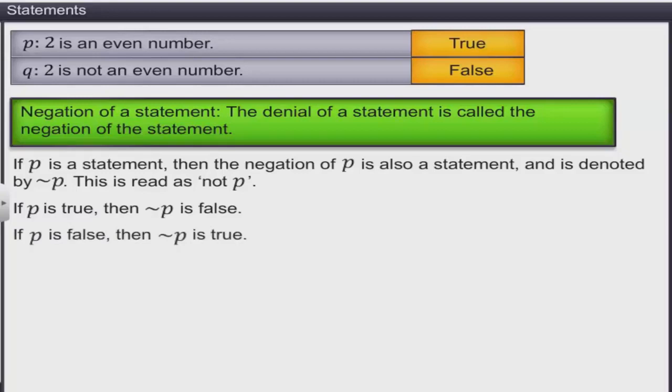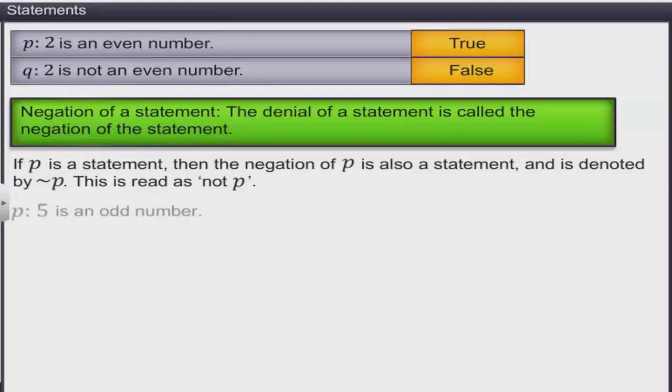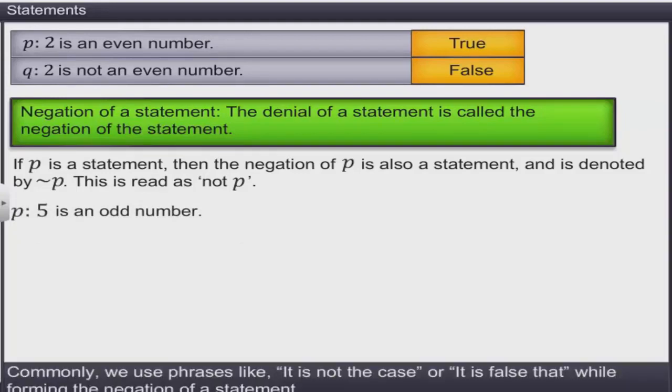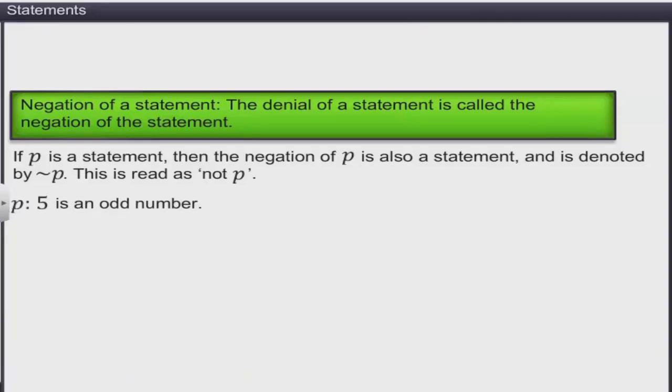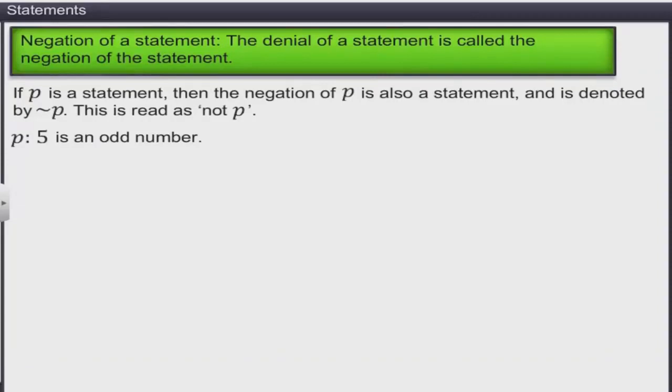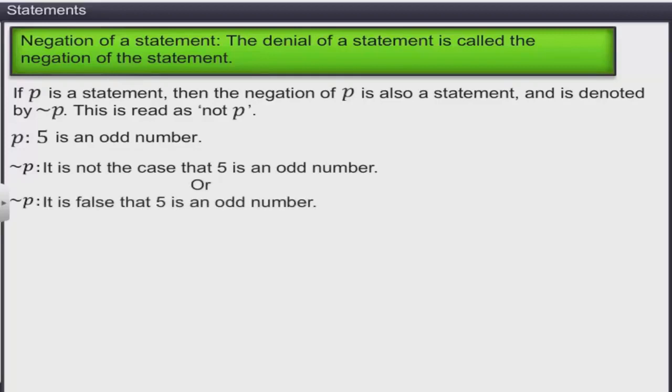Next, we'll frame some negations of given statements. Remember, we commonly use phrases like, "It is not the case," or "It is false that," while forming the negation of a statement. The negation of P is either, "It is not the case that 5 is an odd number," or "It is false that 5 is an odd number." In other words, it can be written as 5 is not an odd number.